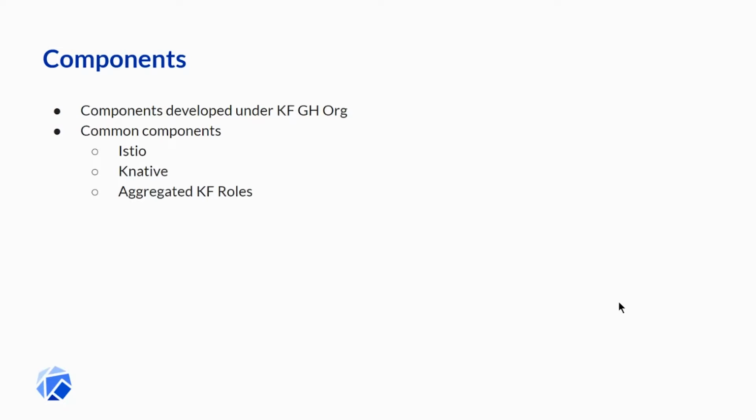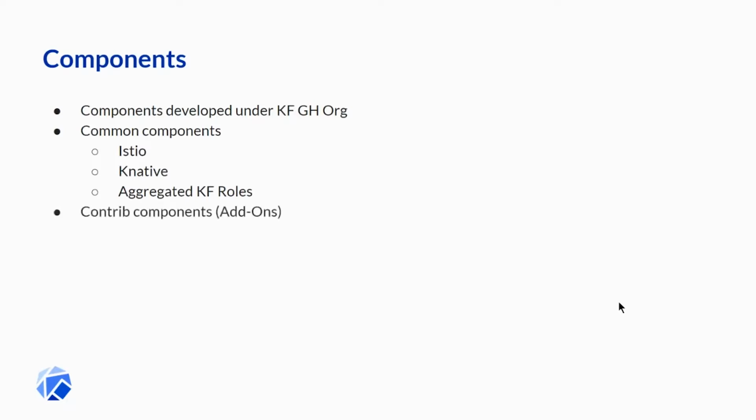For example, for notebooks, we're aggregating the default Kubeflow role with permissions on notebooks. And when a user is added to a namespace, they get a role binding to that role. So they automatically get permissions for notebooks out of the box. And these Kubeflow aggregation roles are critical also to the whole platform.